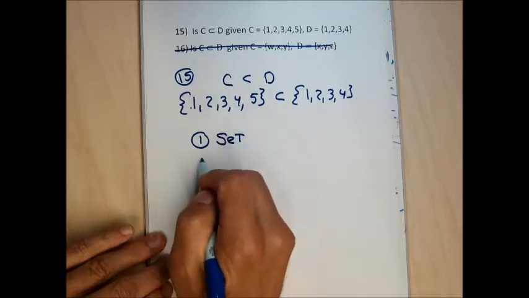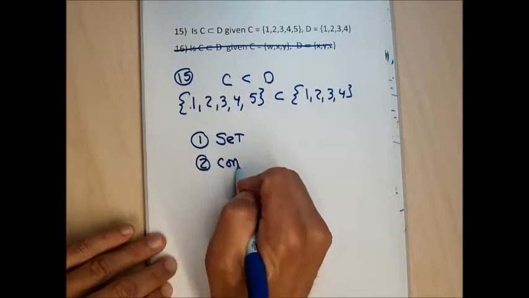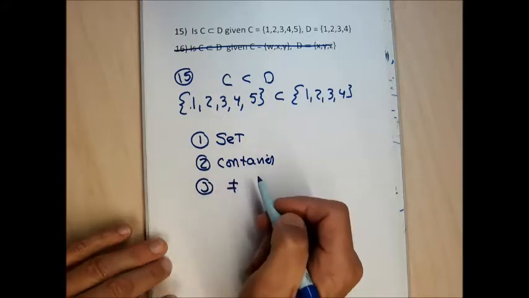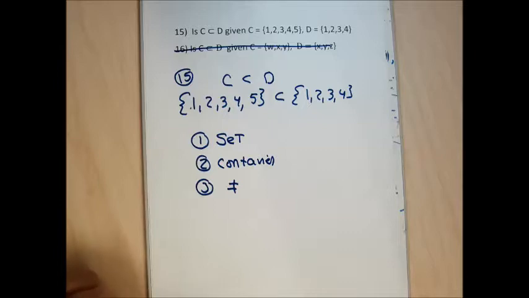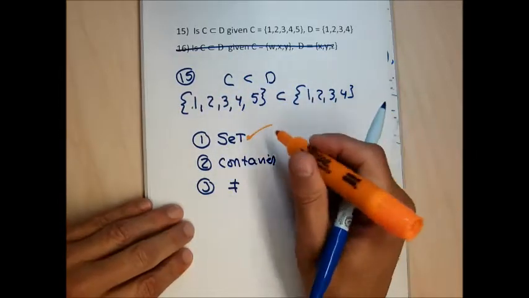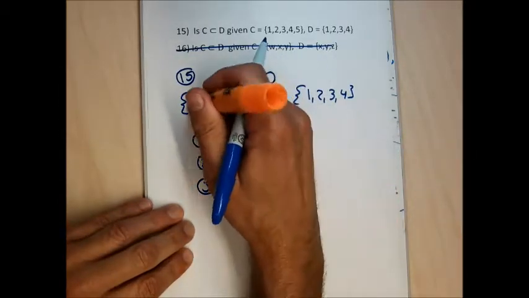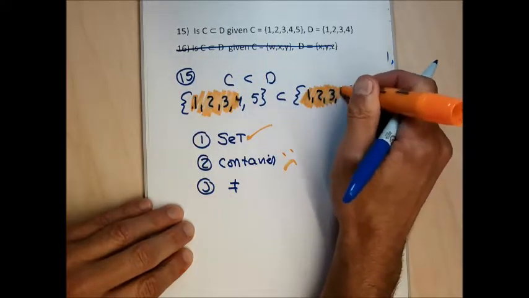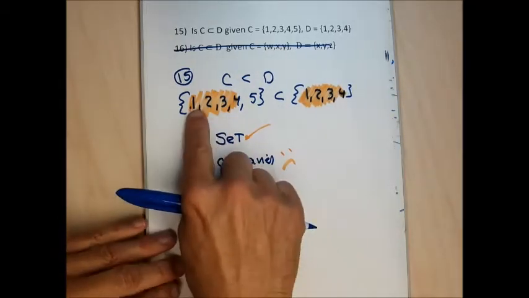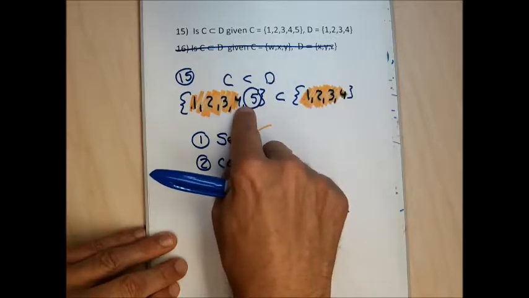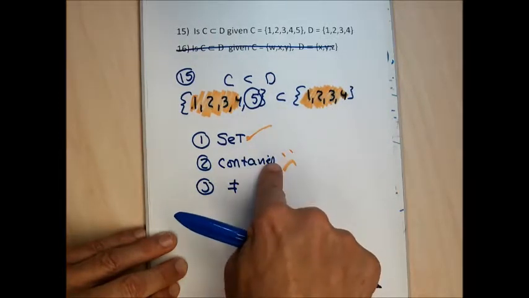I need it to be a set, I need it to be contained, and I can't be equal. If any one of those 3 is violated, I'm going to say no, and I'm going to include the reason why in my answer. So first, C is a set because it's in set braces. And then the second one, this is where I'm going to break down. Every element in C needs to be an element of D for it to be contained. Well, there's 5 elements in C, and one of them is a 5, and that 5 is in C but not in D. So C is not contained in D.